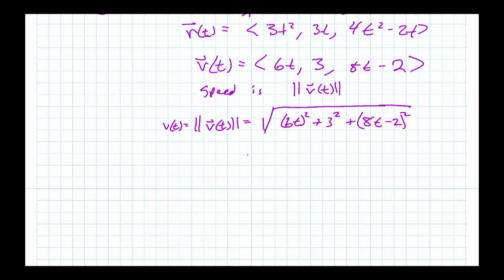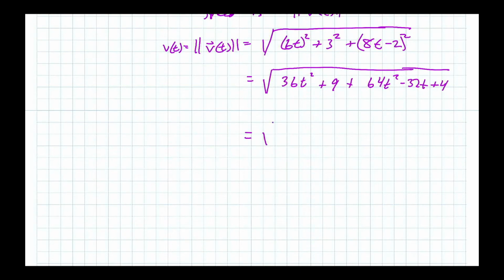All of that. And so you do this, you get 36t squared plus 9 plus, what do we have? 64t squared minus 32t plus 4, I think. Let's try to work this out here. So we got 36t squared, 64t squared. That's 100t squared. And then we got 9. Oh no, we got a minus 32t, I guess. Do we? I guess we do. Minus 32t. And then we got a plus 9 plus 4. So plus 13, I guess. Is that right? Let's suppose that it is. Let me just check.